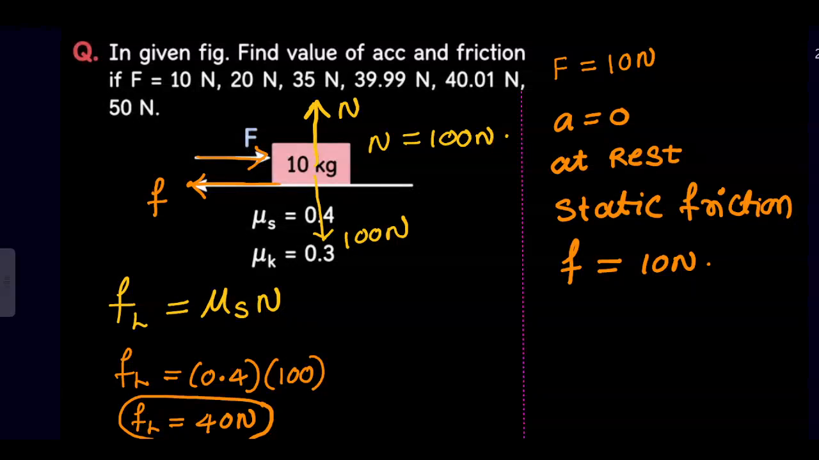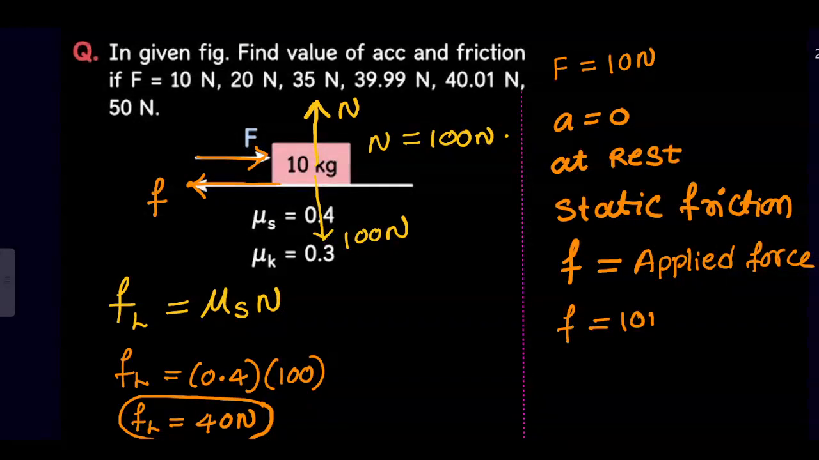Now here this is the start. If the body is at rest, in that case, what happens? The frictional force is how much, you tell me? The frictional force is equal to the applied force. How much force did we apply? 10 newtons applied. That's why the frictional force is 10. Understood what I'm saying?